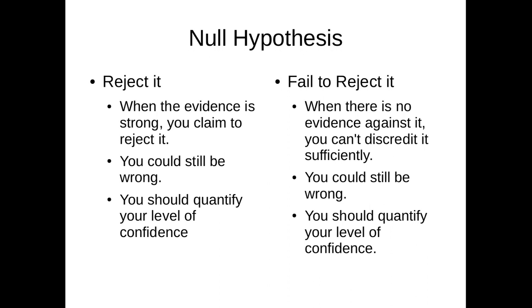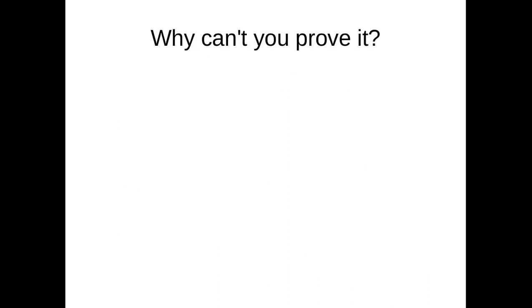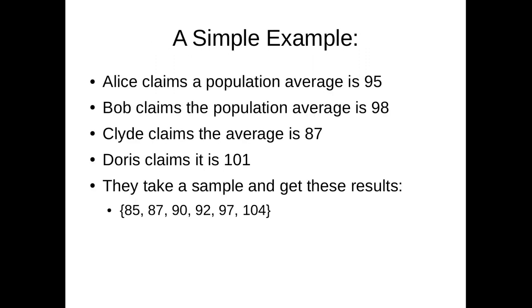Don't say anything else. When the evidence is strong, you can claim to reject. You could still be wrong, but you should quantify your level of confidence. When there's no evidence against it, you can't discredit it. You could, again, still be wrong, and you should always quantify your level of confidence. Why can't you prove the null hypothesis? Okay, since so many people have trouble with this, I want to just stress this. I'm going to give a simple example. Let's say Alice claims the population average is 95.